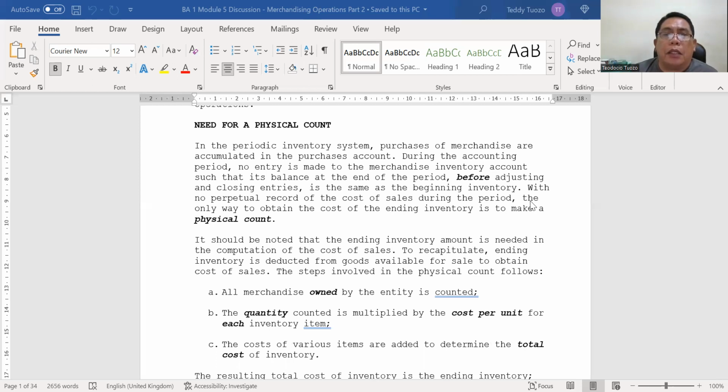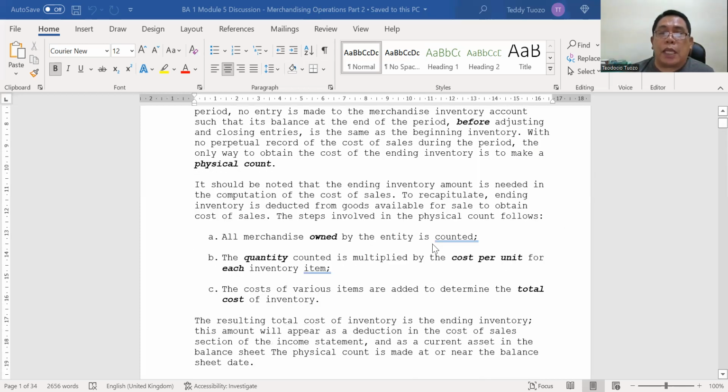During the accounting period, no entry is made to the merchandise inventory account, such that its balance at the end of the period before adjusting and closing entries is the same as the beginning inventory, with no perpetual record of the cost of sales during the period. The only way to obtain the cost of ending inventory is to make a physical count. It should be noted that the ending inventory amount is needed in the computation of the cost of sales. To recapitulate, ending inventory is deducted from the cost of goods available for sale to obtain the cost of sales or the cost of goods sold.